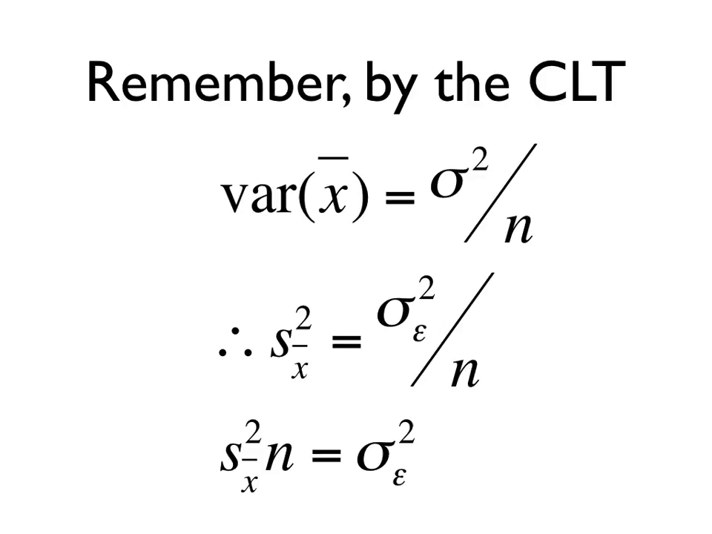This one's actually easier to get to the end, because the sigma squared that we were interested in is sigma squared sub epsilon. That's the variance of all the scores. Divided by n stays the same. We want to isolate sigma squared sub epsilon. We want to estimate it. So we cross multiply. So s squared sub x bar times n equals sigma squared sub epsilon.